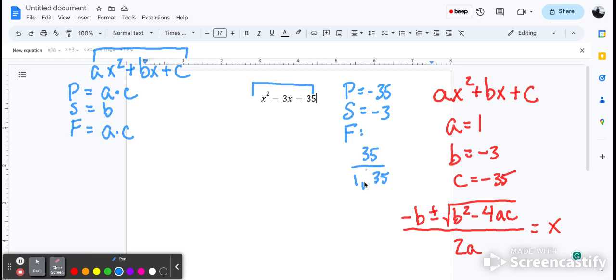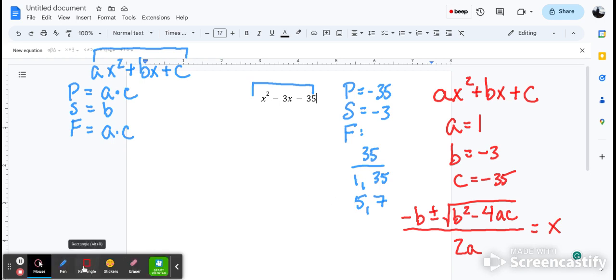2 doesn't go into 35. Does 3 go into 35? Nope, 3 doesn't go in. 4, nope. 5 and 7, yep. Let's see, what else? Got to be something else because it's got to come out to be -3. Oh, wait, it doesn't work. It doesn't work because there are no factors that are going to give us the sum of -3. They're going to be decimals or fractions. And so this technique doesn't work.